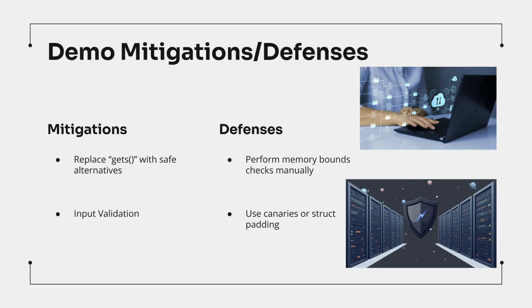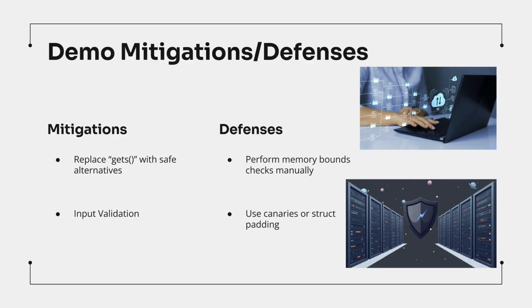Now, the first defense technique we will talk about here is to perform memory-bound checks manually. Doing this would help by ensuring the program checks whether data is within the allocated memory before accessing it, helping to avoid buffer overflows. We could change the code to manually check that the index being accessed is within the bounds, and if it is not within the bounds, we can tell the program to exit.